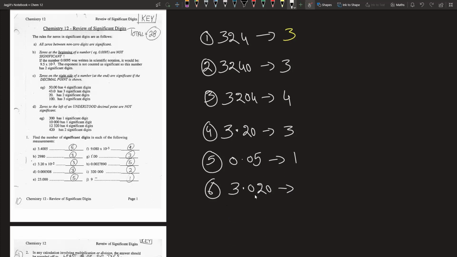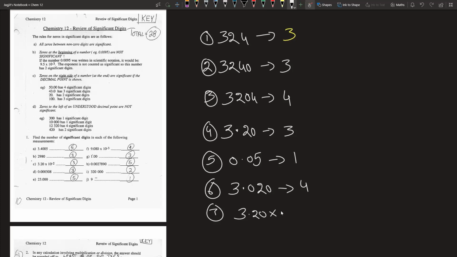So in this case, 3 is a sig fig. This 0 at the end is a sig fig. So everything in between is a sig fig. So you have 1, 2, 3, 4. 4 sig figs. Are you understanding it so far? Yeah.